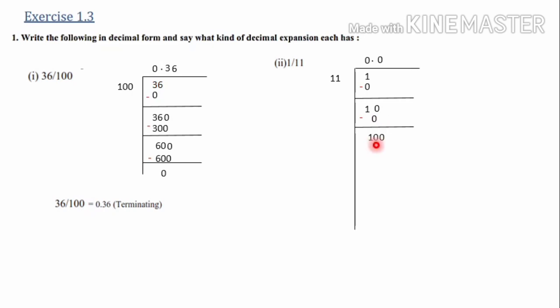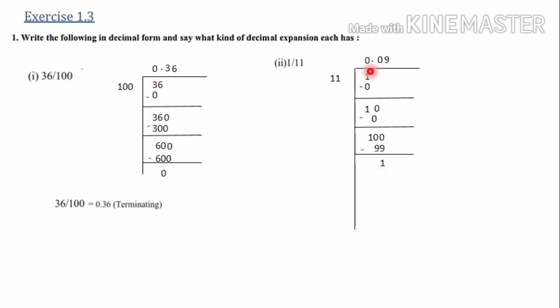Again one more 0 you have to put. So we get 100. 11 will go approximately 9 times. That is 9 into 11, and 9 into 11 is 99. Then let's go for subtraction. 100 minus 99, we will get the answer as 1.